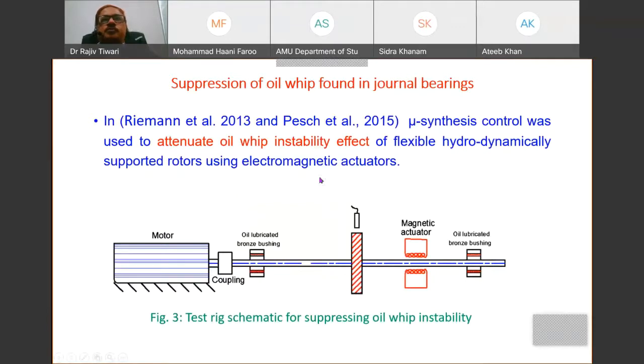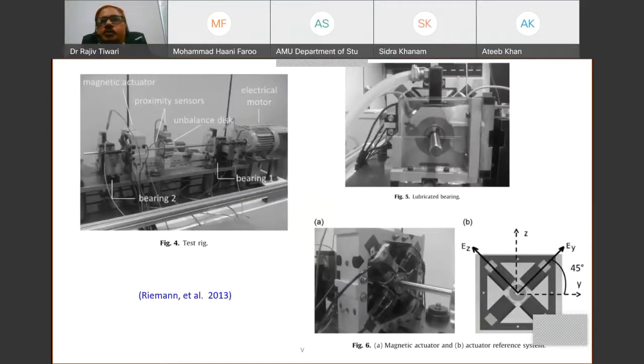Also, people mimic similar behavior to the oil whip. So you can see here there is a general bearing, and we know that rotors often get into instability, especially the oil whip instability, and people try to suppress this using an active device, magnetic actuators. And this is the test rig through which they demonstrated it.